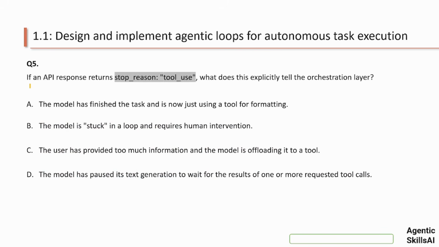Let's move to the last question, which is question 5. If an API response returns stop_reason tool_use, what does this explicitly tell the orchestration layer? A. The model has finished the task and is now just using a tool for formatting. B. The model is stuck in a loop and requires human intervention. C. The user has provided too much information and the model is offloading it to a tool. D. The model has paused its text generation to wait for the results of one or more requested tool calls.